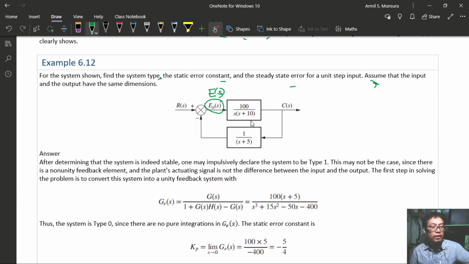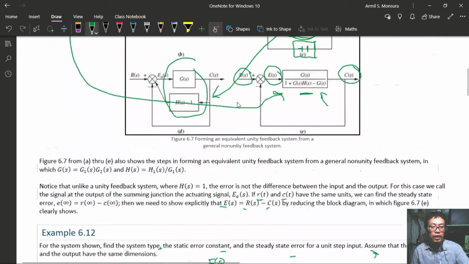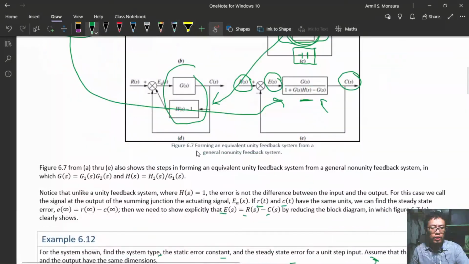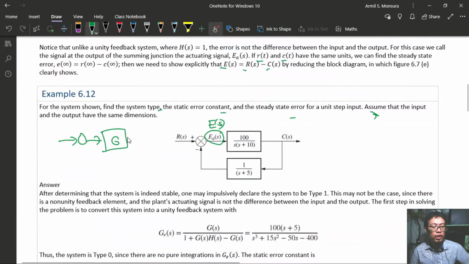So what we will do then is we will reduce the system into a unity feedback system. So kailangan nating mahanap yung G. This is based sa figure 6.7e. So this is G, and then ito unity feedback system na siya. So 1 na to. So this is negative, positive. This is your R. This is your C. So hanapin natin itong open loop transfer function na to, o yung equivalent transfer function na to.